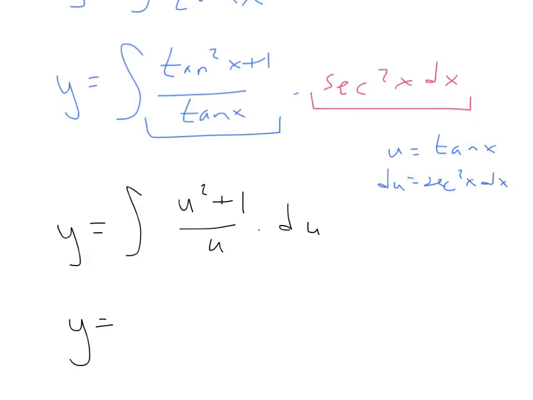Hopefully you were able to get through all of that. If you did, you're getting the hang of this. If you haven't already done so, try and finish this integral out on your own. It should be pretty straightforward. It'll be the integral of u plus 1 over u du. I got that just by splitting this into two different sections.